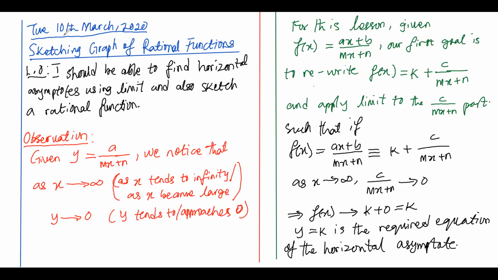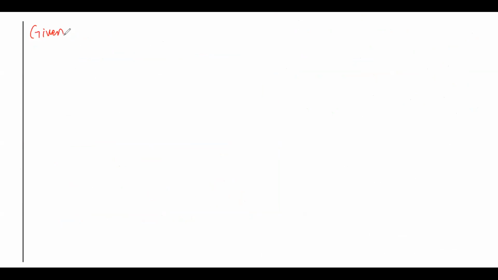Given, let's use the same equation that we have here, ax plus b over mx plus n. I hope that is not the homework that I'm going to give you later. Okay, it's not. Okay, maybe I just change it. Given f of x, or y, it doesn't matter. Maybe I call it y, or f of x, it doesn't matter. So let's say given f of x equals px plus q divided by mx plus n.